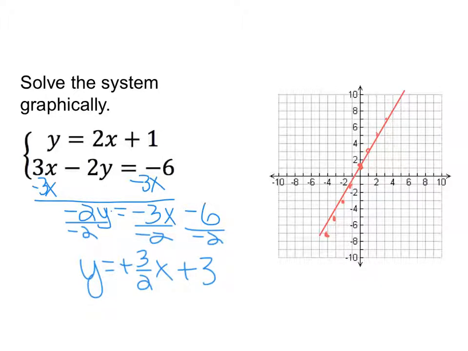And now we're ready to graph the blue line. We're going to go up 3 and put a dot, and then from there we're going to go up 3 over 2, up 3 over 2, and we actually hit our red line right there, and that would be the answer. We would write the answer as a point. It is this point right here, and it looks like that's at 4, 9. Let's now move on to the next problem.